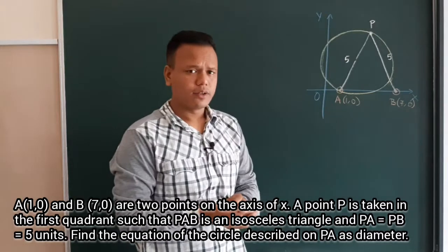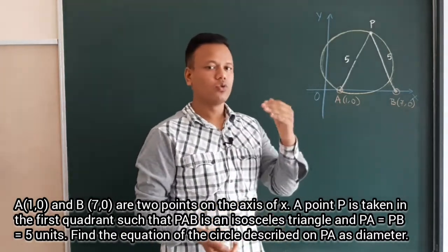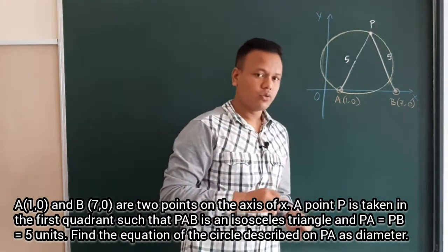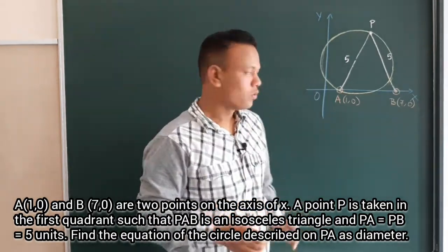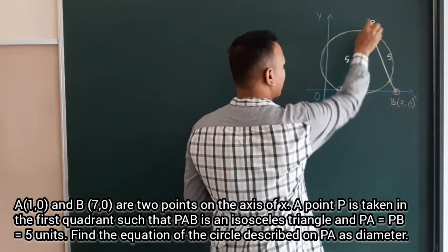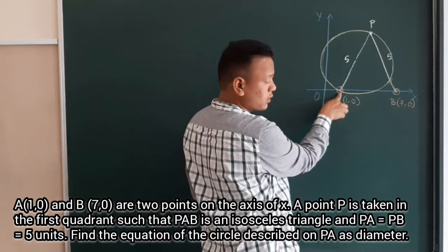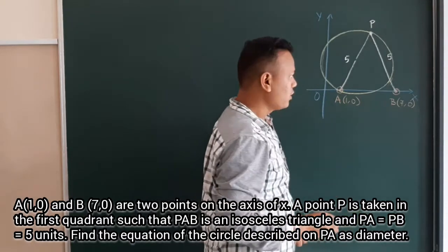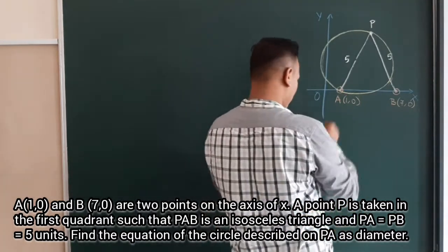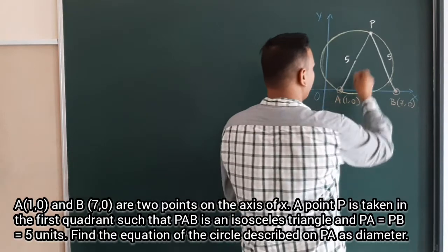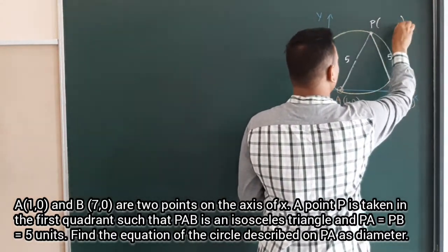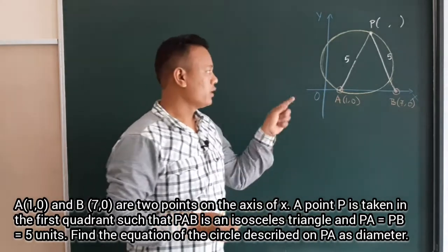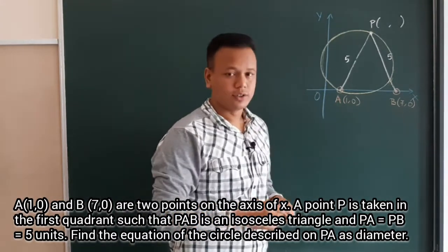So basically, whenever they are talking about diameter, you always go for your diameter form. In order to use diameter form, what do we need? We need to know the extremities of the diameter. I know the coordinate of A, that is (1, 0). So my aim here is going to be to find the coordinate of P. First let us find the coordinate of P, then we will be able to use diameter form in order to find the equation of this circle.